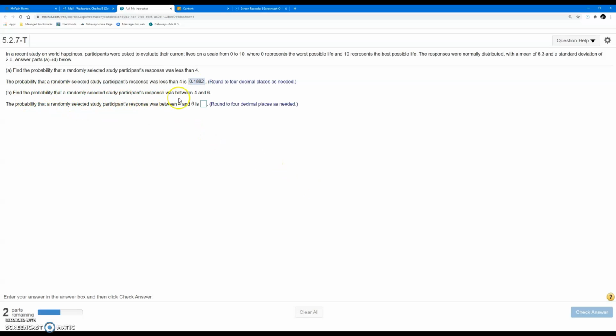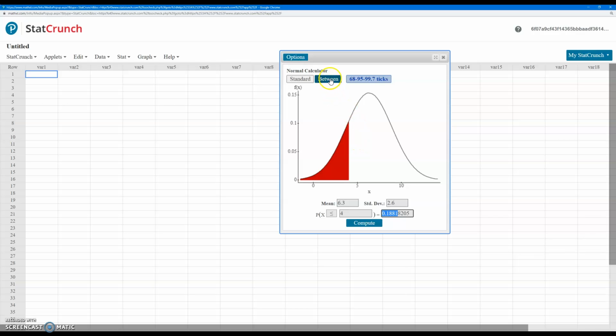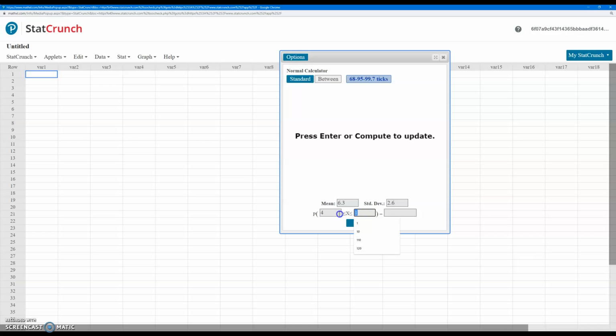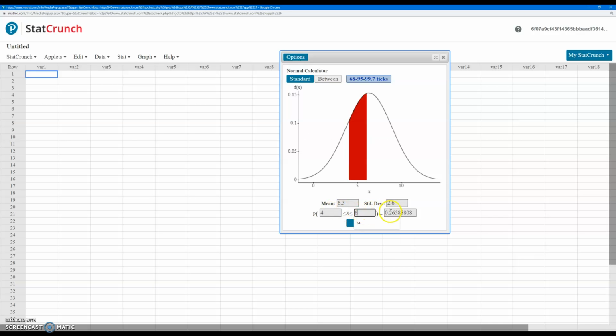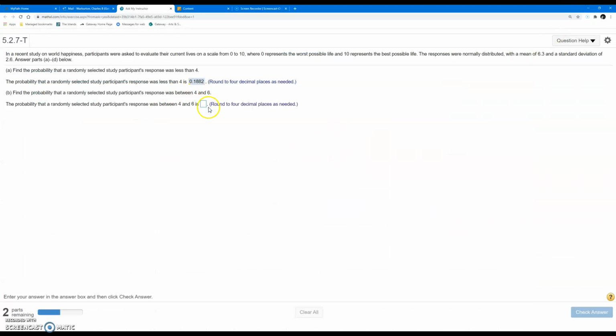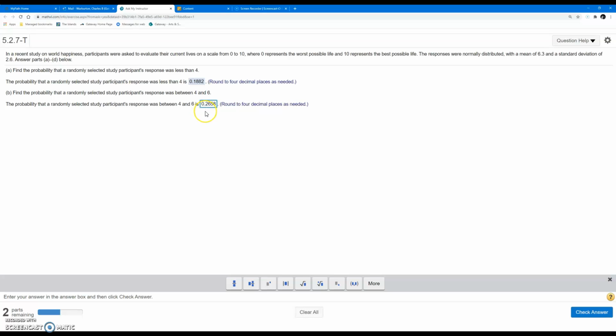Find the probability that it's between 4 and 6. StatCrunch can help you with that as well. Hit between, 4 and 6, and that will give you the probability. I'm guessing, again, it's 4 decimal places. I need to round that appropriately. So I need to round this up to a 9 when I paste it in.